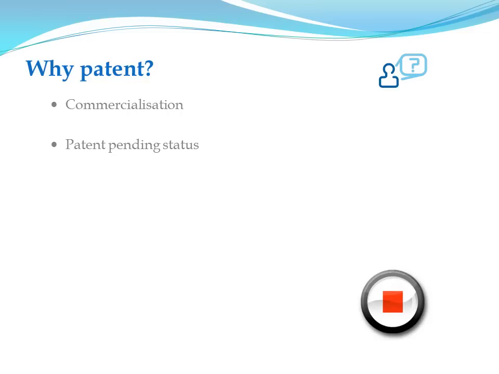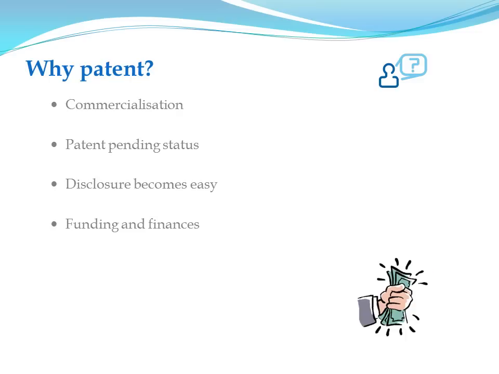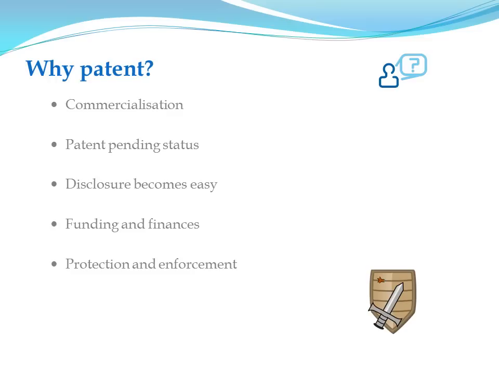Another reason or advantage is that the inventor can label the product as patent pending as soon as the patent application is filed. Thirdly, the disclosure of the invention becomes easy as the inventor obtains priority date upon filing a patent application, and this plays a vital role to prove that he or she is the inventor. Fourth, for entrepreneurs and startups who want to base their business on new ideas, a patent plays a very important role in obtaining funding from angel investors or venture capitalists.